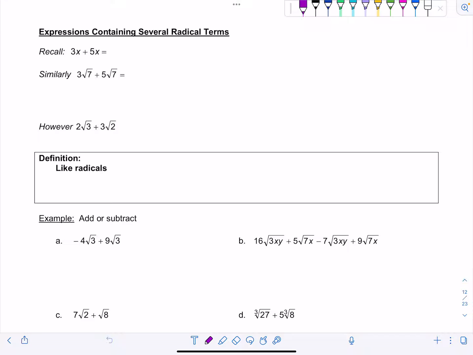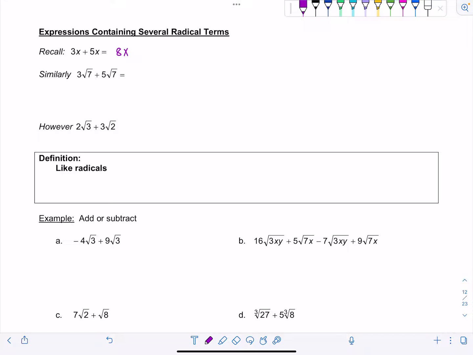Say you were to simplify 3x plus 5x. Those are like terms because the variable expression in both of these terms is the same and both variables are raised to the same power. So we can combine these like terms into 8x, right? We don't touch the x, we don't change the variable portion, we just add the coefficients, 3 plus 5.